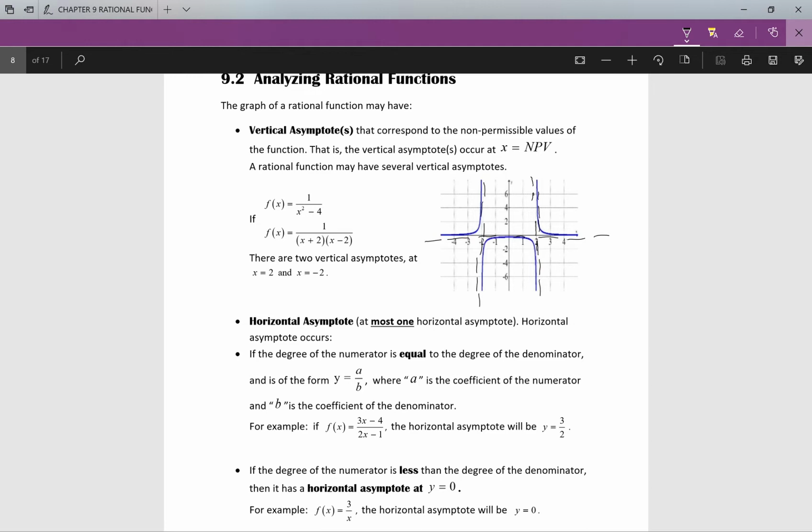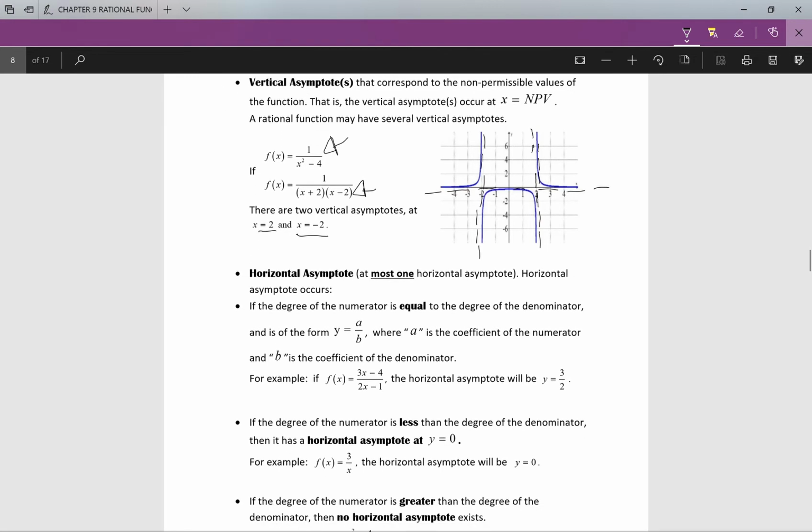Now, if I look at a function and it's written in this form right here, it's not completely evident where the vertical asymptotes are going to be. So what I'll commonly do is just factor the bottom, and we see that we have two vertical asymptotes, one at x equals 2 and one at x equals negative 2.